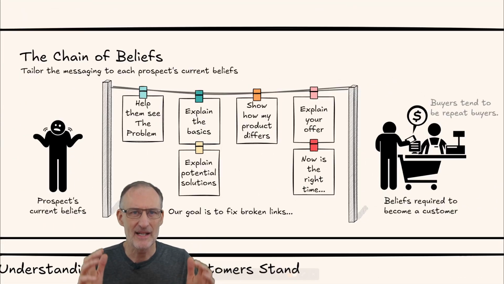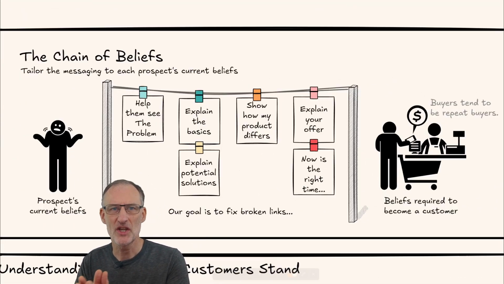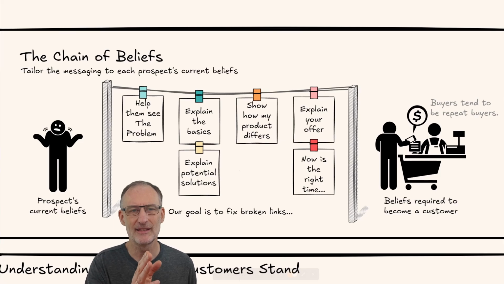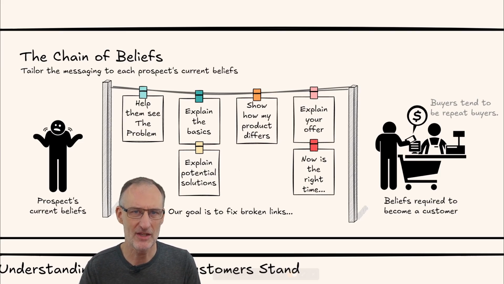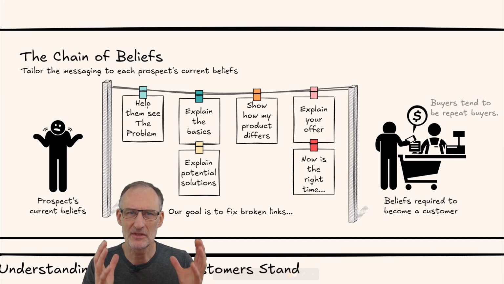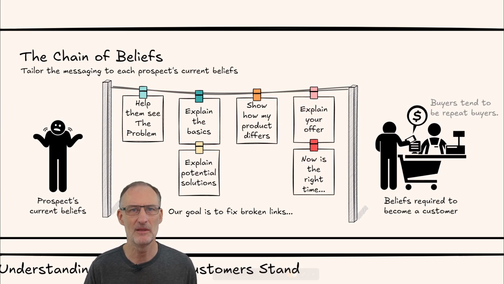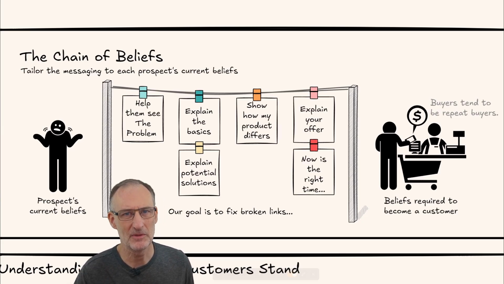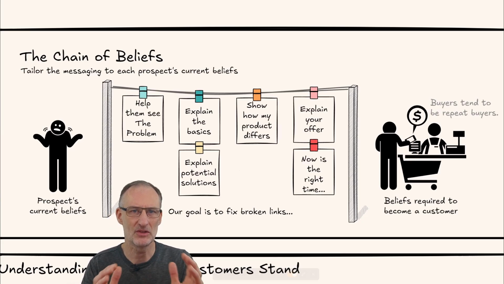So with this in mind and thinking of this chain of beliefs, let's look at the different types of content or different types of education you need to provide at different stages. So thinking about your cold prospects, well, you need to help them see their problem. You need to understand that they actually have a problem, and you need to explain the basics of the topic.